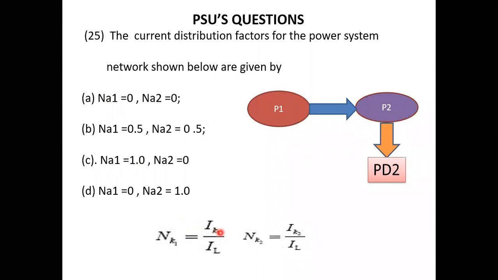Here, IK1 is equal to 0 or not equal to 0? This IK1 is nothing but the current which is present in the transmission network, which is present from P1 to load. Here definitely we must have a transmission network. So once you have the transmission network, definitely current will be there. So here IK1 is not equal to 0. So that's why the answer is C.